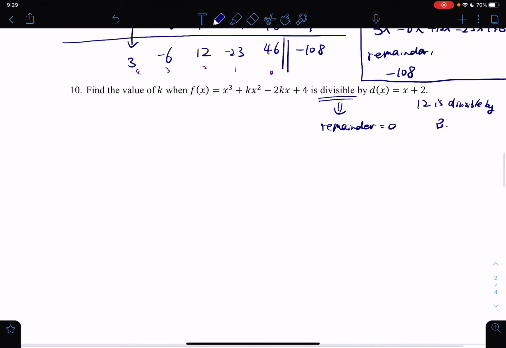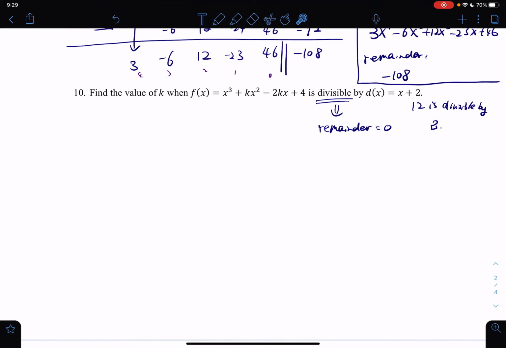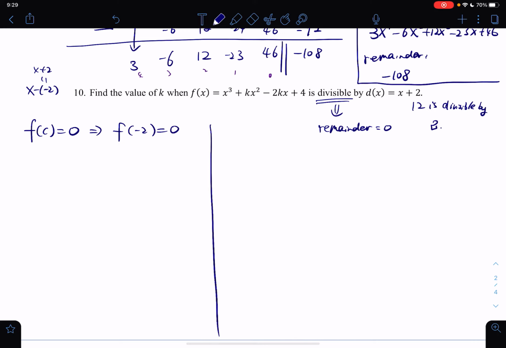So if you want to find the remainder of 0, there are two ways to look at it. One way is, if your remainder were 0, then f of c is supposed to be 0. C comes from x minus negative 2, which was x plus 2. So it's basically saying f of negative 2 is 0. So this is idea number 1. You can work it out.